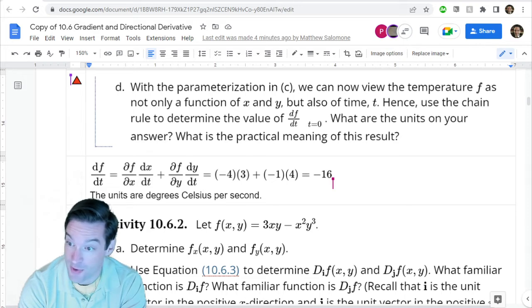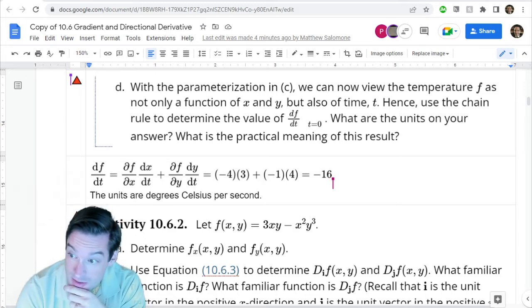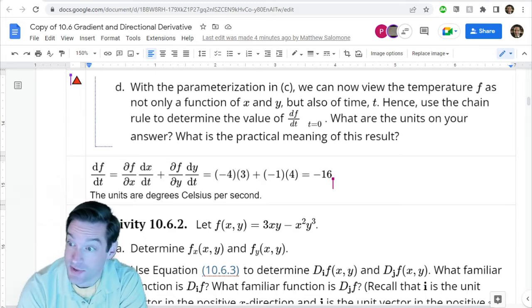So multiply the x partial derivative by 3, multiply the y partial derivative by 4, and we end up getting negative 16. So negative 16 degrees Celsius per second.